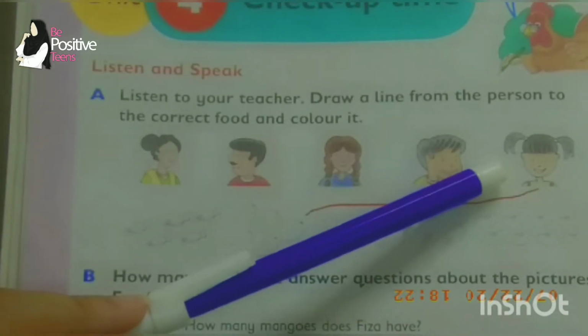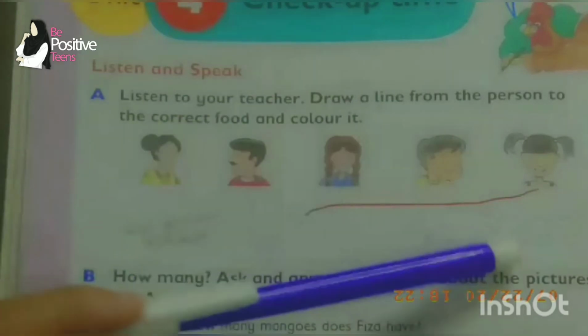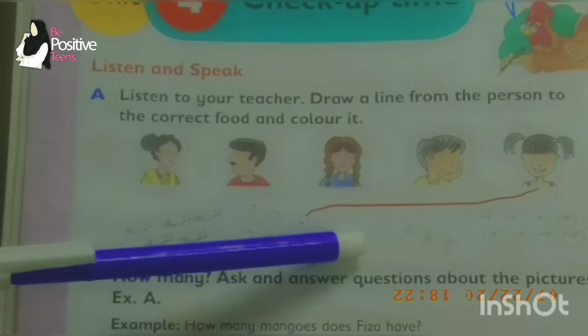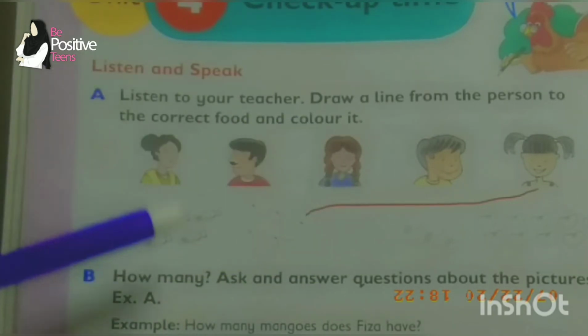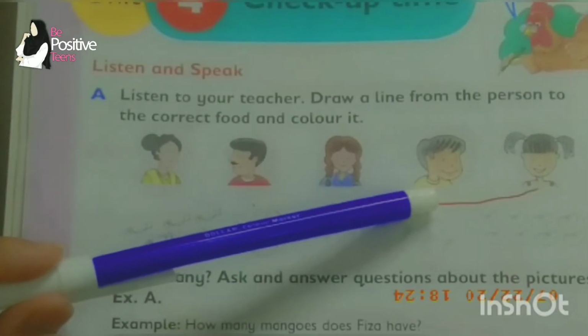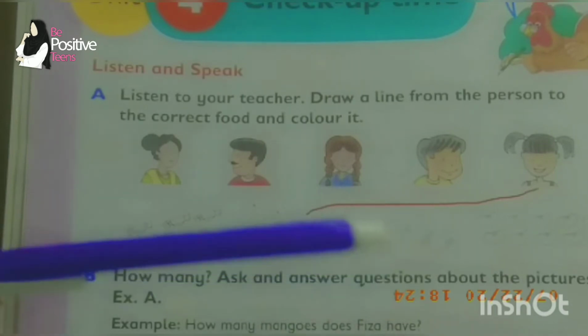She is Fiza. Fiza got 5 mangoes. You have to color them orange. Mummy got 10 beans. You have to color them green. Daddy got 8 eggs. You have to color them brown. Sarah got 5 sweets. You have to color them red. And Ali got 3 ice creams. You have to keep them white.